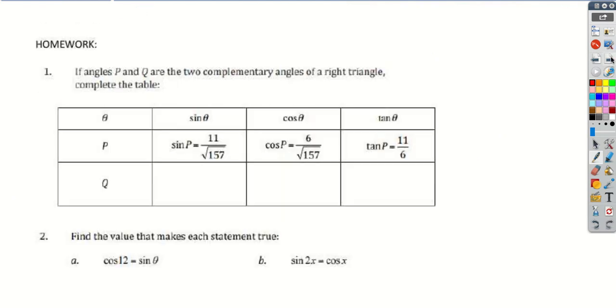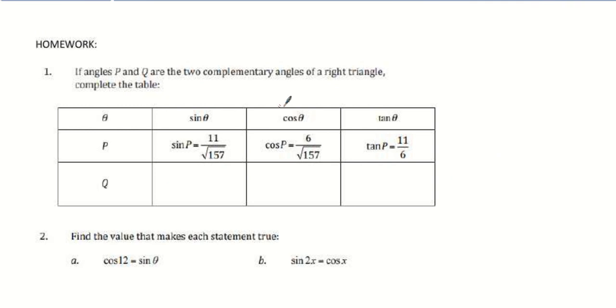All right. On the next page, we're just doing some sine and cosine complementary angles. Just remember the cosine of P is equal to the sine of Q. So we know that this is going to equal 6 over the square root of 157. We also have the sine of P, and that's equal to cosine of Q. So 11 over the square root of 157. And tangent is just the reciprocal.